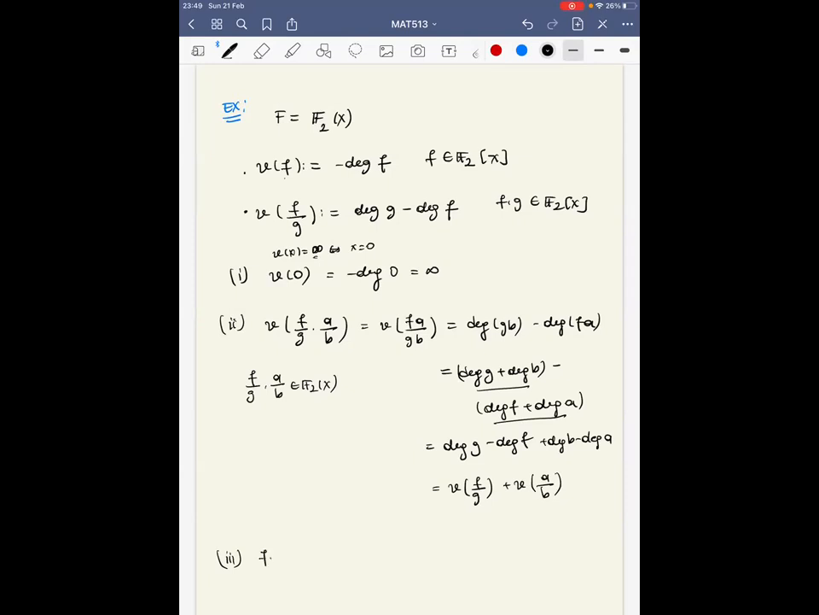To prove the third statement, I only consider the simplest case. So that means I'm going to prove it only for polynomials f and g.